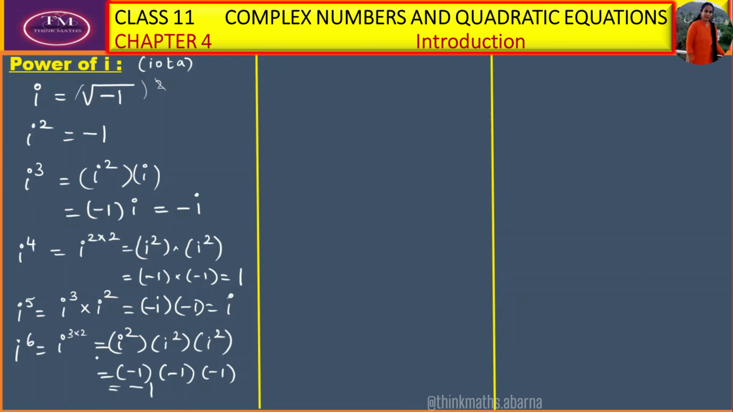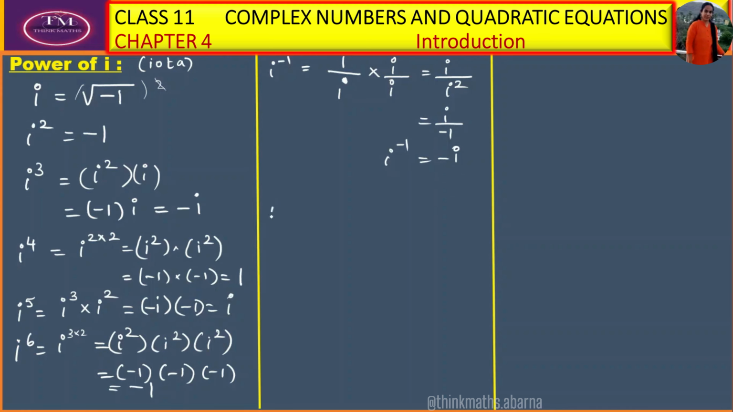Okay, children? In the same way, you can find out i power minus 1. How to find out i power minus 1? i power minus 1 is nothing but 1 by i. So what we will do? We will multiply and divide by i. So it will be i divided by i into i, which is i square. What is i square? It is minus 1. So i divided by minus 1 is minus i. So i power minus 1 is minus i.